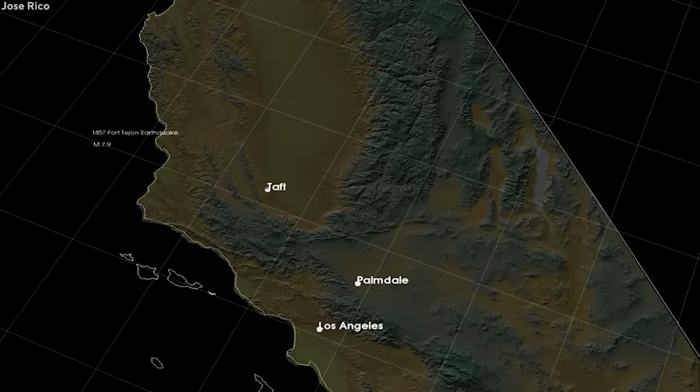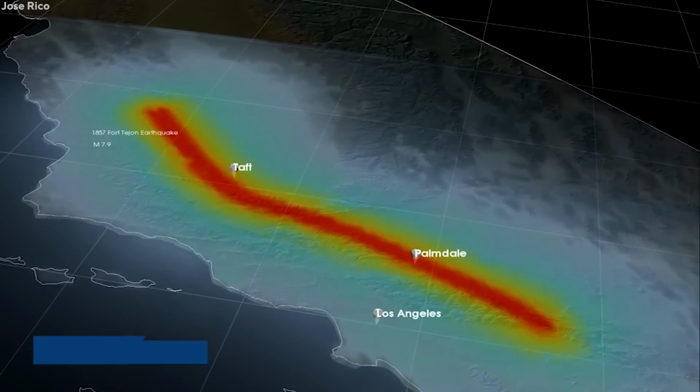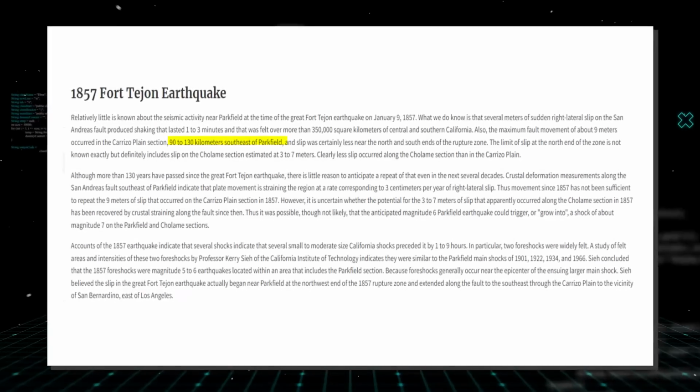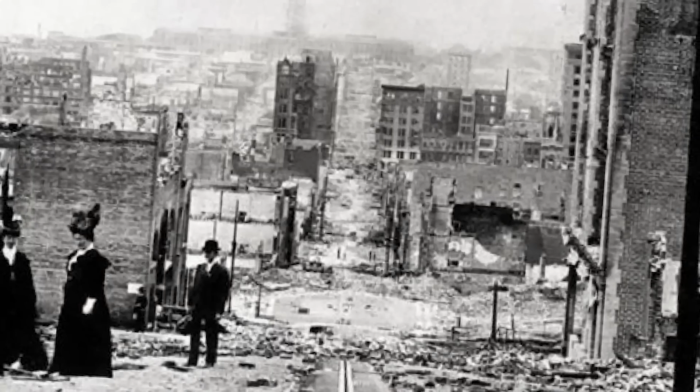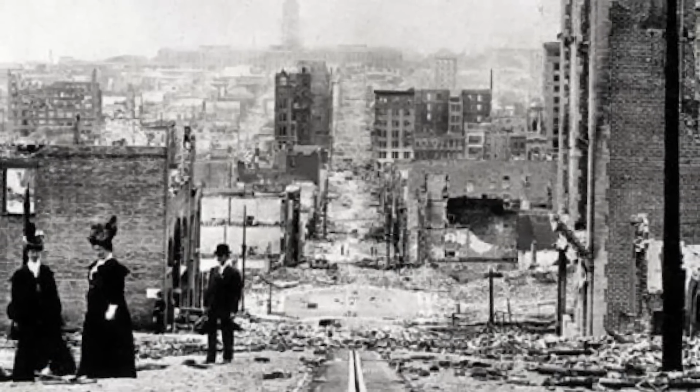The 1857 Tejon earthquake ruptured nearly 350 kilometers in southern and central California. Although it's called the Fort Tejon quake, its epicenter was located just south of Parkfield. The magnitude of this earthquake was recorded to be 7.8 and resulted in the deaths of 2 people.